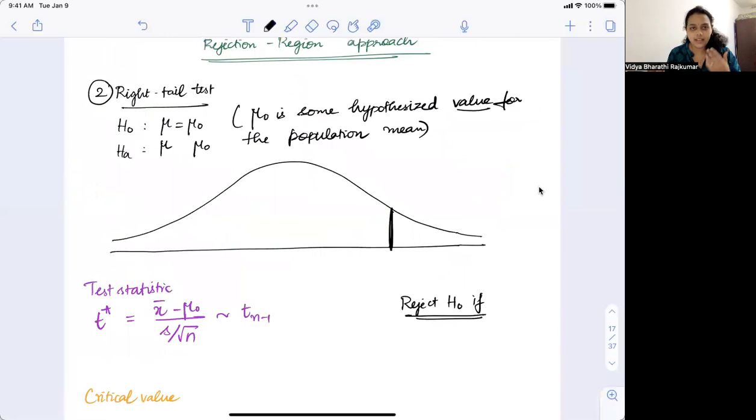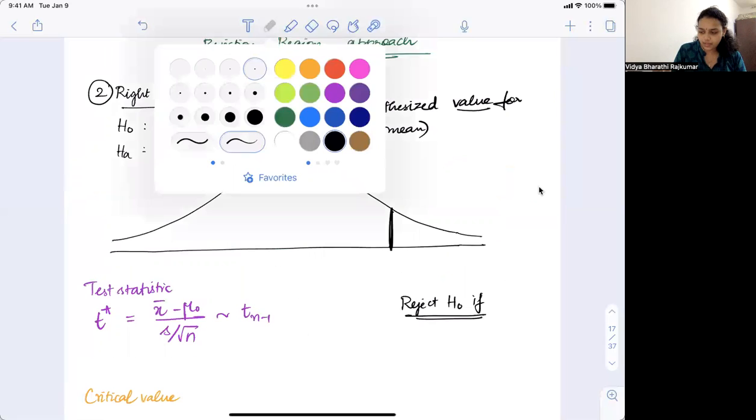When you look at a right tail test, that is where your mu is greater than mu naught in the alternative. So you're going to set a threshold level of, say, 5% here again.